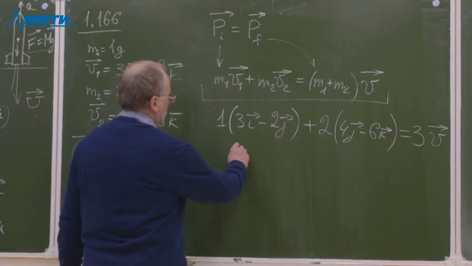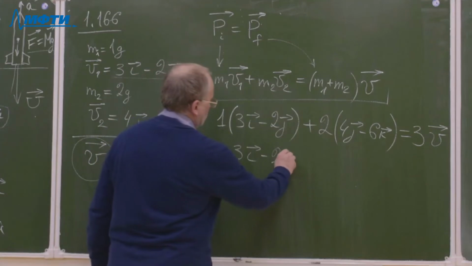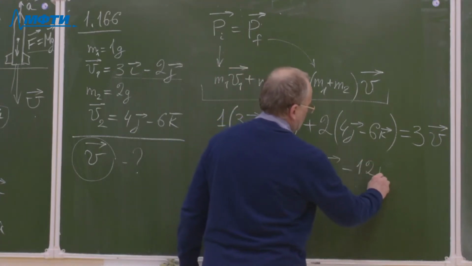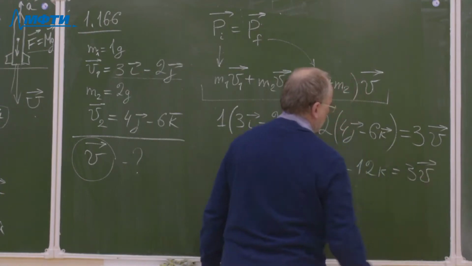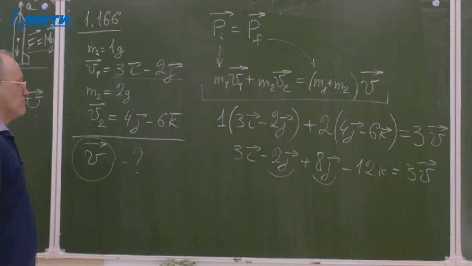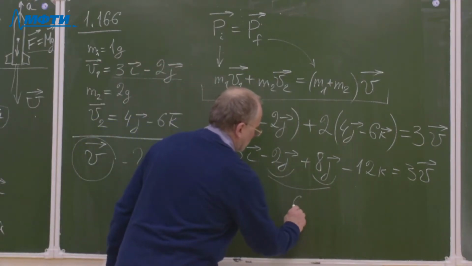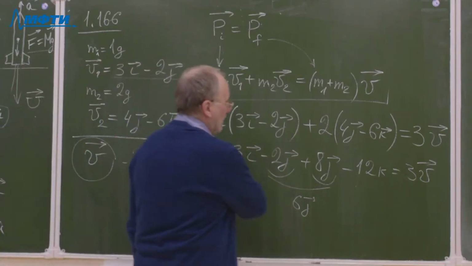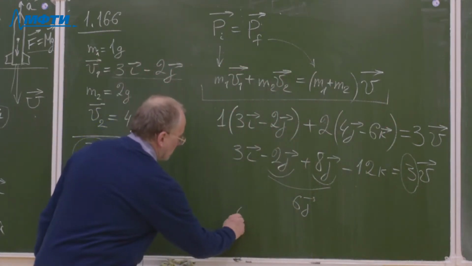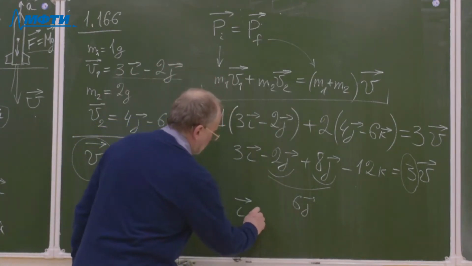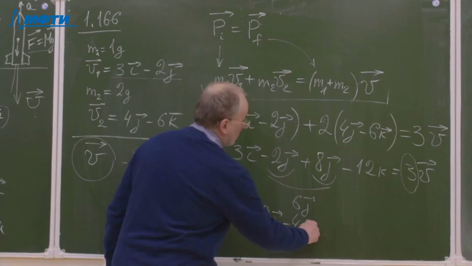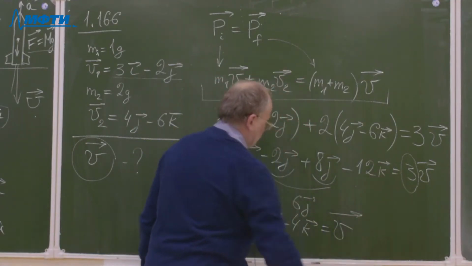So what we have here: 3i minus 2j plus 2 times 4, 8j, minus 2 times 6, 12k, equals 3v. We have two terms which may be combined. 8 minus 2 will give us 6j. And also we may divide this equation by the coefficient 3. What we obtain: 3 divided by 3, just one vector i, plus 6 divided by 3, 2j, minus 12 divided by 3, 4k. That will be equal to vector v.